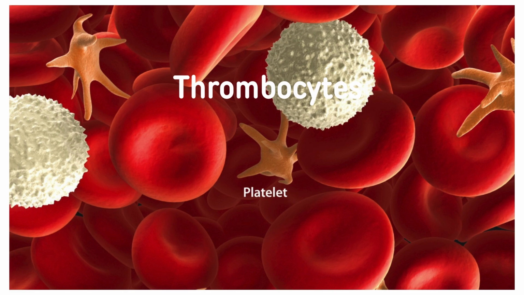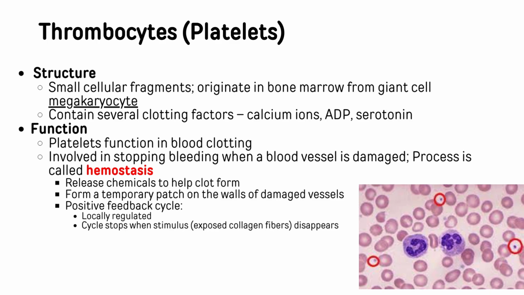Thrombocytes are also known as platelets. They are really just cell fragments made up of breaking down a giant cell called a megakaryocyte. Megakaryocytes can't leave the red bone marrow, but they can essentially be shaved off into small pieces, and those pieces, the platelets, can enter the blood. What's inside of a platelet is clotting factors like calcium, ADP, serotonin, and that's why platelets function in blood clotting.